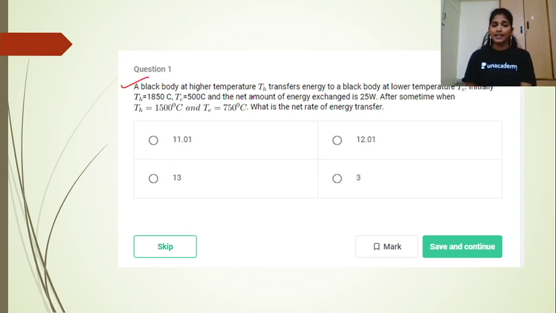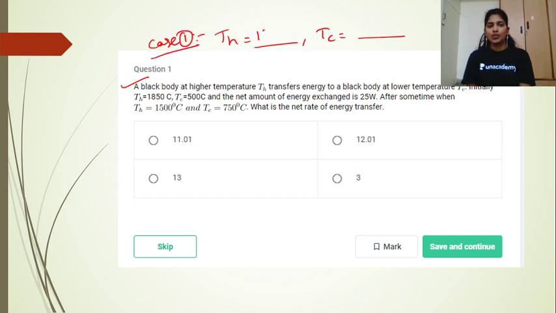A black body at a higher temperature, Th, transfers energy to a black body at a lower temperature, Tc. The higher temperature is denoted as Th and the lower temperature as Tc. In case 1, Th is equal to 1850 and Tc is given as 500, in degrees centigrade.